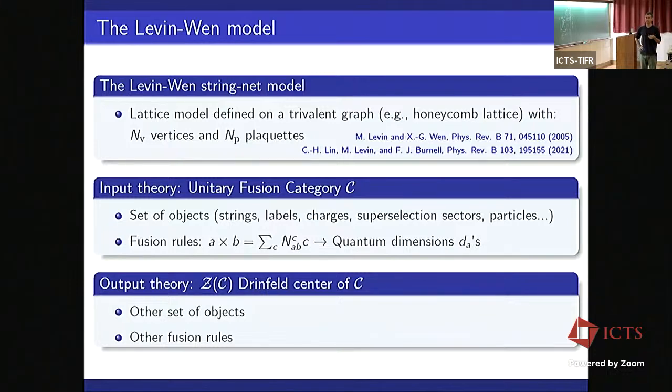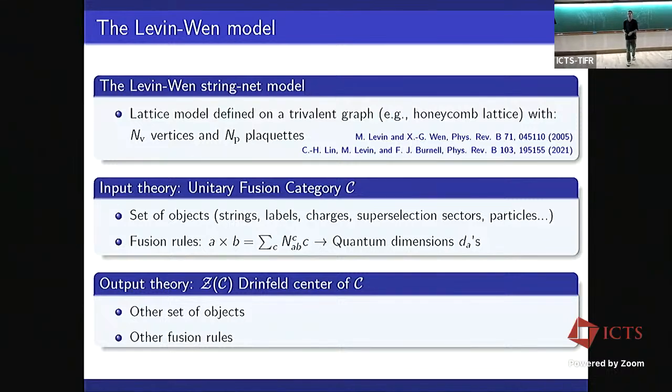And what is really nice in this construction of the Levin-Wen model is that you start from this category C, okay, so you have C with its objects and all that. And at the end of the day, the emerging theory is given by another category, which is called the Drinfeld center of the category C. And the Levin-Wen model Hamiltonian is just a way to start from the microscopic degrees of freedom given by C and get the excitations given by the Drinfeld center of C.